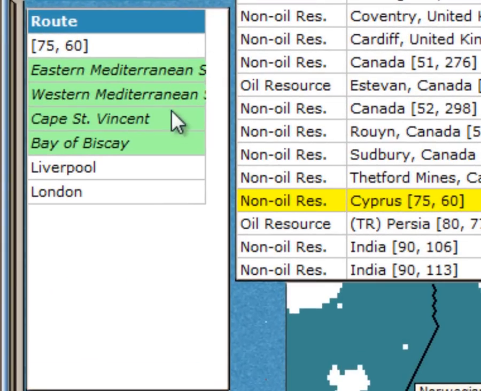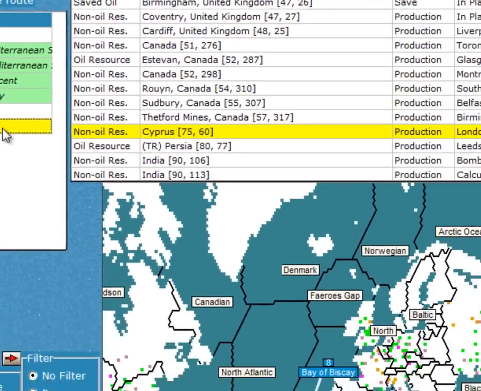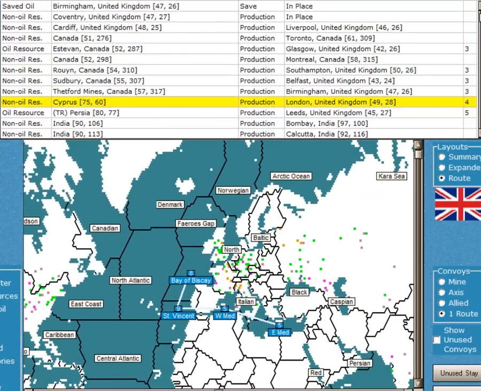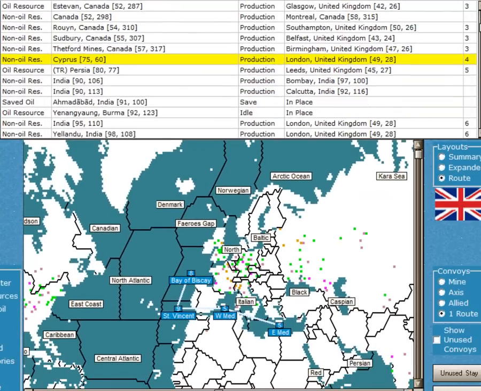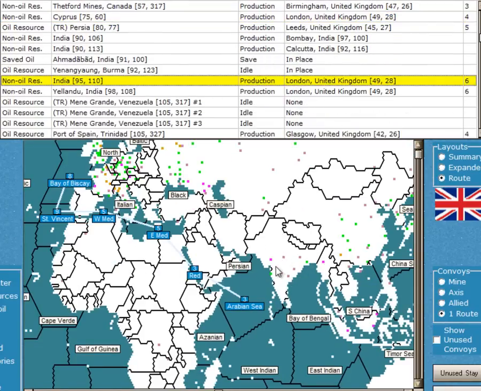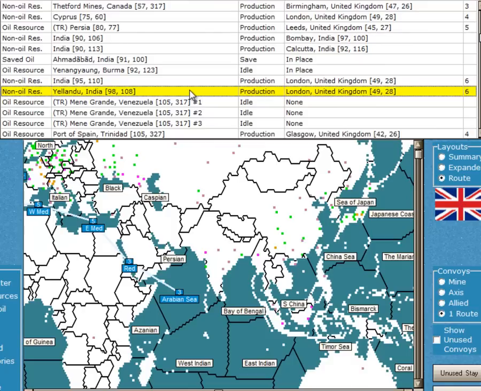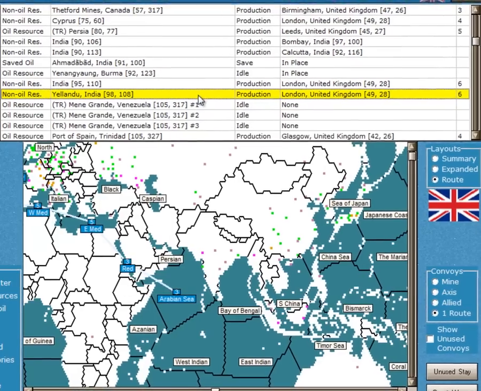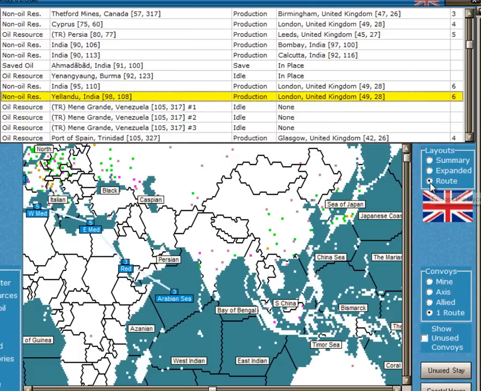The more detailed information is over here. You can see that it actually arrives in the port of Liverpool and then goes by rail to London. London is getting other resources besides the one from Cyprus. If we go down here, we see that London is getting one from India. We can see that the India resource is conveyed first to the Arabian Sea, the Red Sea, and then follows the same path that the other one did. And the third resource that London is getting is also from India and uses the same route. This is all the route layout.